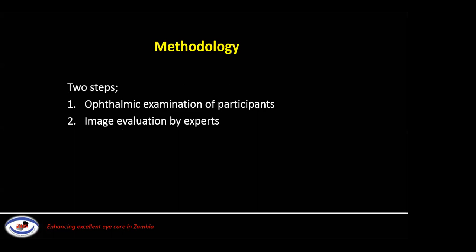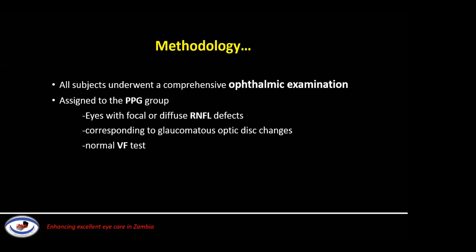So for the methodology, this study was done in 2 steps. First, there was an ophthalmic examination of participants. Then there was image evaluation by experts. All the subjects underwent a comprehensive ophthalmic examination. This is where they checked the best corrected visual acuity and the automated refraction. They checked the IOP using the Goldmann tonometer. Then they also examined the patients on slit lamp. They did a dilated fundus exam. They also did the automated visual field examination.